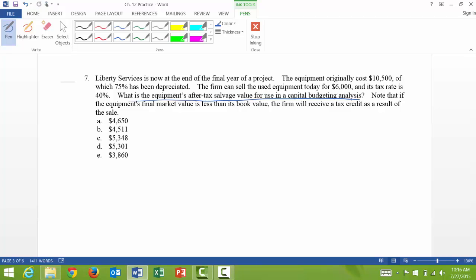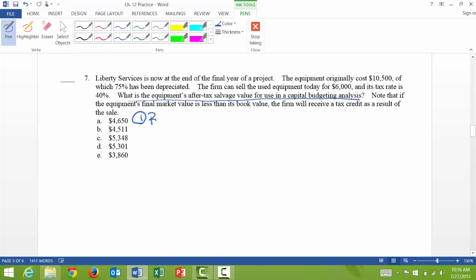So the equipment cost $10,500, of which 75% has been depreciated. And they're giving us that information because we need to find the book value of the asset. And then the firm can sell the used equipment today for $6,000. That's the market value, and its tax rate is 40%. So we have several different steps.